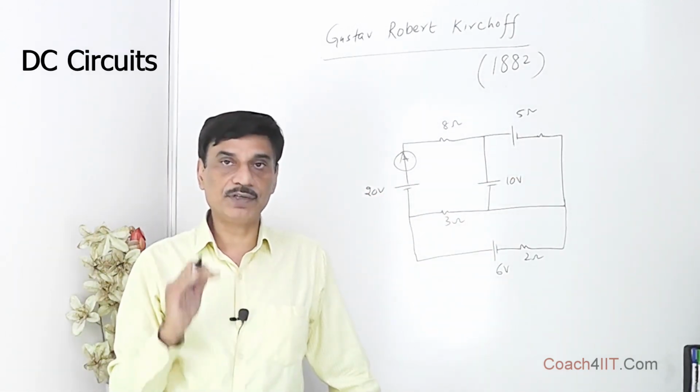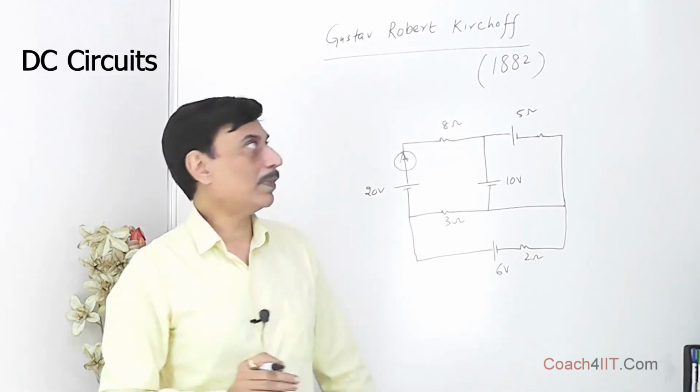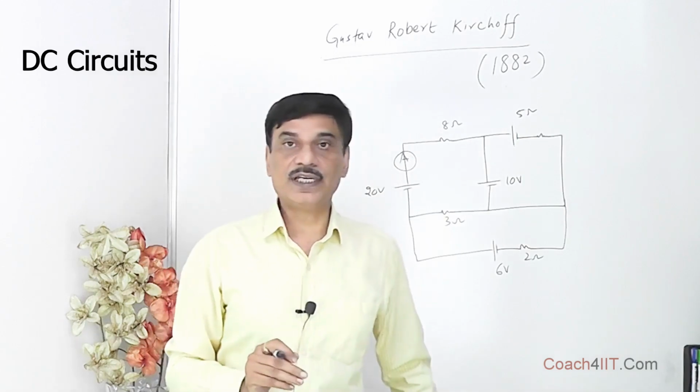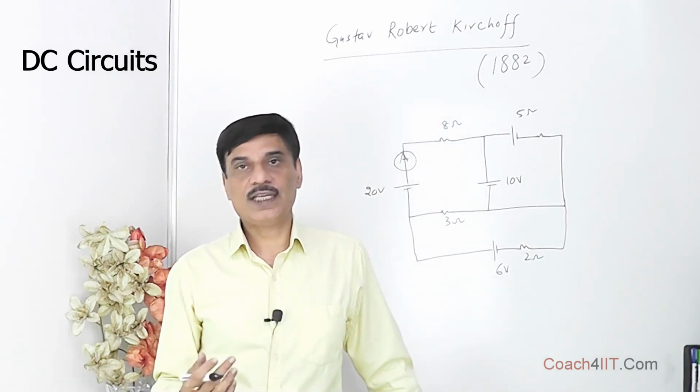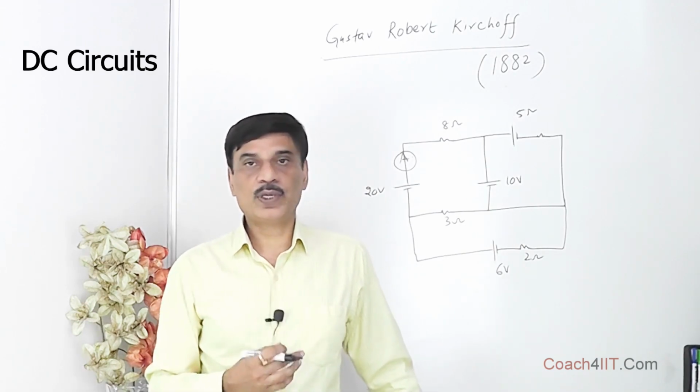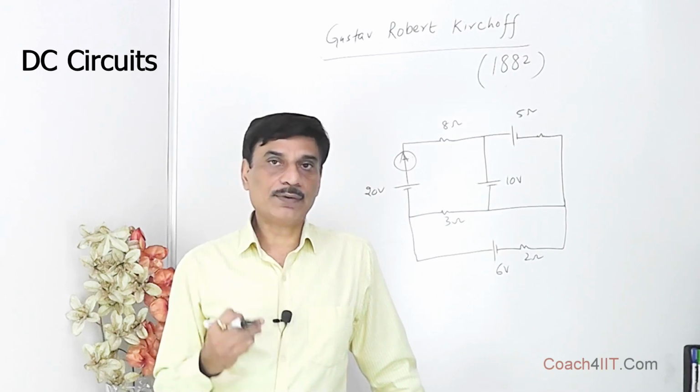In slightly complicated cases where we cannot use V is equal to IR directly and get the answer, the Kirchhoff laws, given by Gustav Robert Kirchhoff in 1882, become quite useful. We come across Kirchhoff laws in radiation also, but right now we are concerned with the Kirchhoff laws in current electricity. Kirchhoff had given two laws.